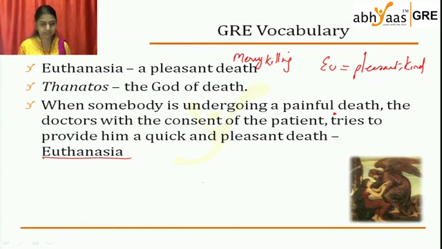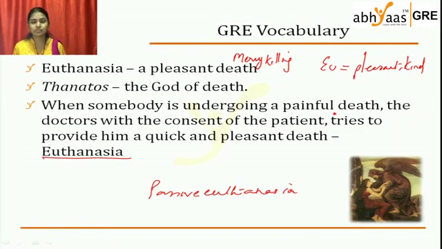Passive euthanasia is slightly different. Euthanasia is basically giving them a kind of death which is peaceful: inject something into their body and kill. Passive euthanasia means if someone is dependent a lot on a life support system, you remove the life support system. You can read about this, what it is and what the policies are, how different countries respond to it. Okay, pleasant death, euthanasia.